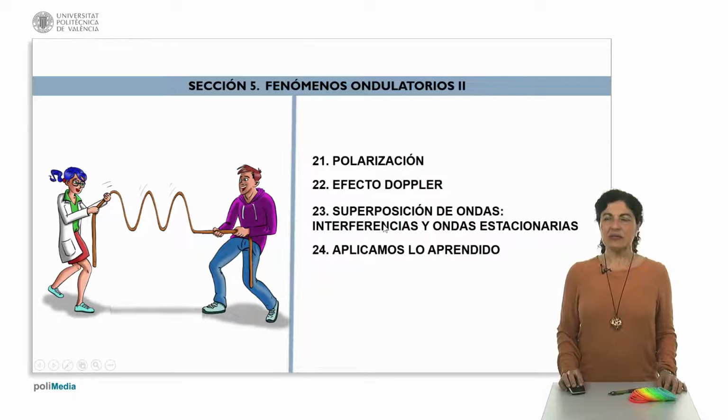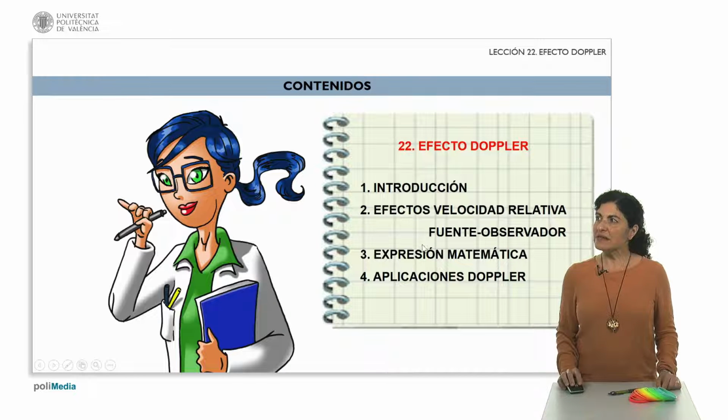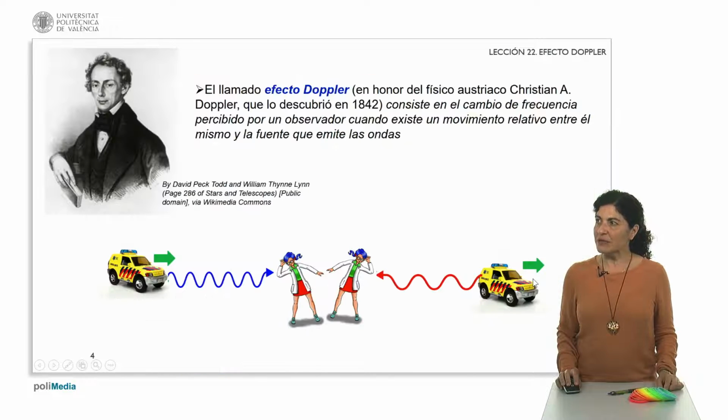In this second lesson of the 5th section of the study of wave phenomena, what I am going to do is to introduce, analyze, describe and apply what is known as the Doppler effect. In addition, I am going to analyze different situations in order to arrive at a mathematical expression that allows me to quantify it, and I am going to finish by showing some examples of application.